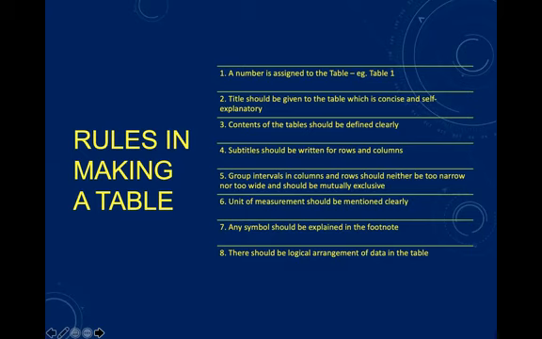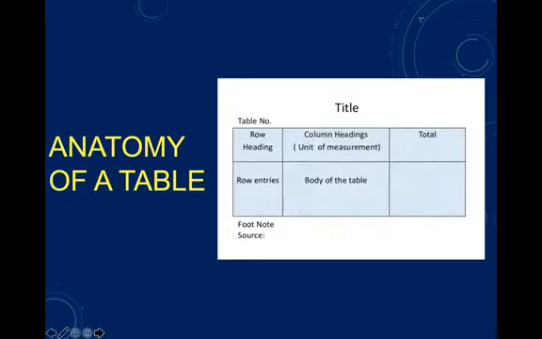Subtitles are written for rows and columns, and if there are group intervals in columns and rows, they should neither be too narrow nor too wide and should be mutually exclusive. The unit of measurement should be mentioned clearly. Any symbol should be explained in the footnote, and there should be a logical arrangement of data in the table. So this is the anatomy of a table, where there is table number, title, row heading, column headings, row entries, body of the table, total, footnote, and source. So footnotes explain the symbols in the table, usually the kind of statistical analysis employed.